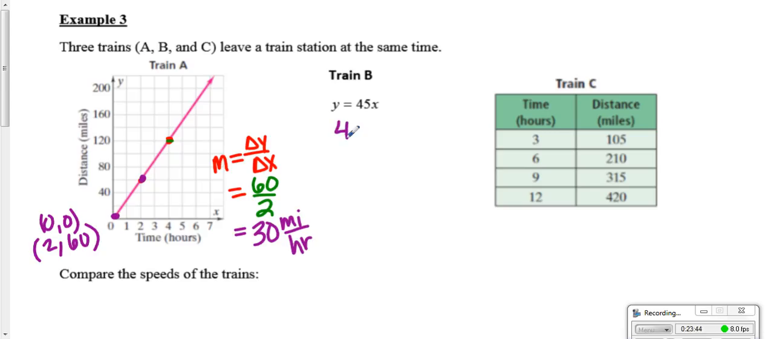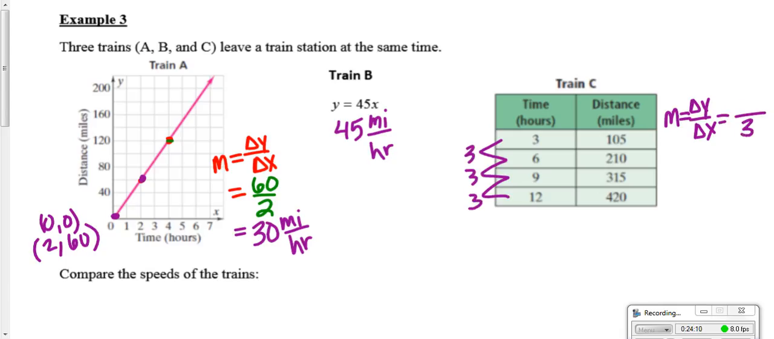It is going to be 45 miles per hour. And our last one, okay, again, when we talk about slope, change of y over the change of x. The change of my x, take a look at all 3. They change by 3. Okay, they increase by 3. So I'm going to put 3 for my change of x.